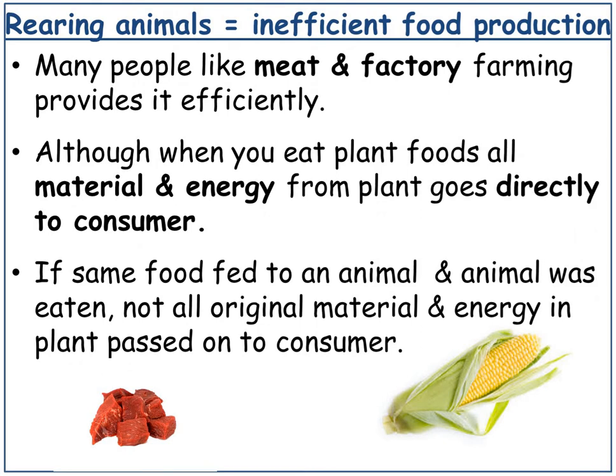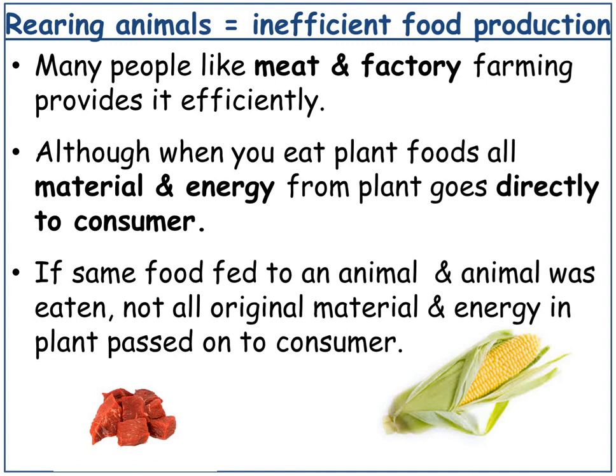Rearing animals in a free-range fashion means that there is inefficient food production. Many people like meat, and factory farming is a way of providing it efficiently. Although, when you eat plant food, all the material and energy from the plant goes directly to the consumer.